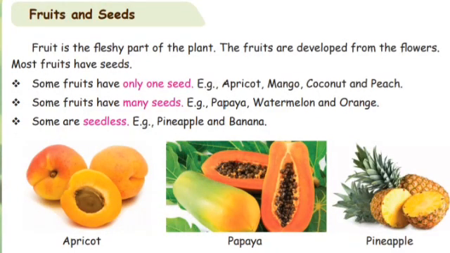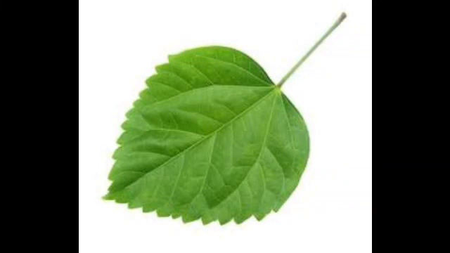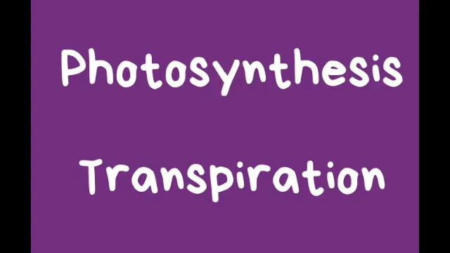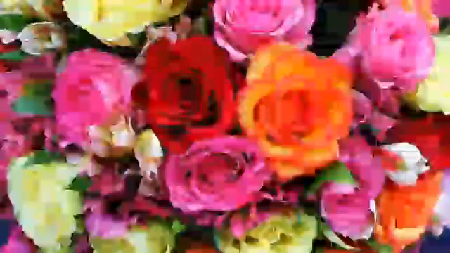New plants are grown from seeds. This is the function of the seeds. Okay children, once again we can recap. Which is the kitchen of the plant? Leaves. Correct. What are the two main functions of the leaf? Photosynthesis and transpiration. Next. Which is the colorful parts of the plant? Flowers.